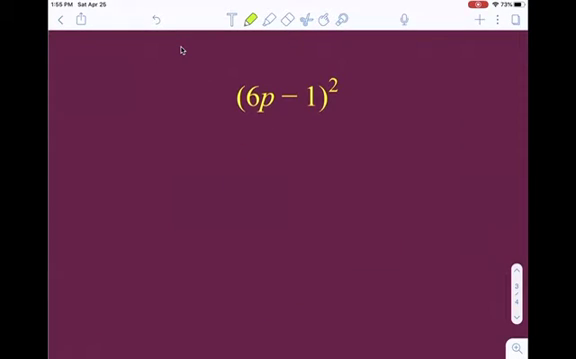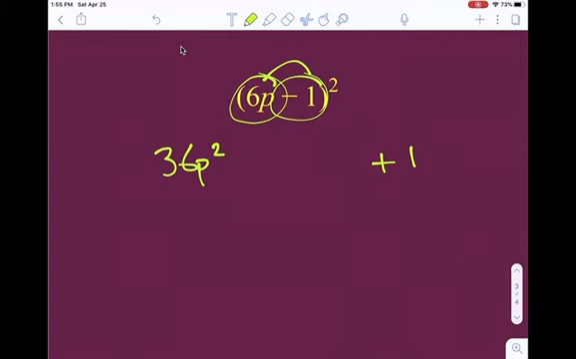Let's try another one: (6p minus 1) squared. All right, square that first one: 36p squared. Square negative 1, and put that on the end. That's just plus 1. Then we have 6p times negative 1, which gives me negative 6p. Excuse me. Now we're going to take that negative 6p and double it, which gives me negative 12p. After a while, you will do enough of these that you don't have to write any notes out. You'll just look at it and say, oh, that's easy, I know how to do this.